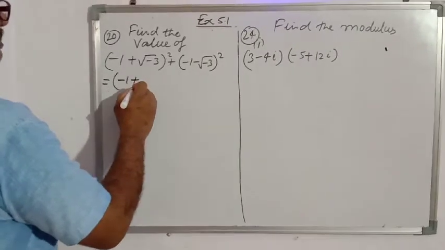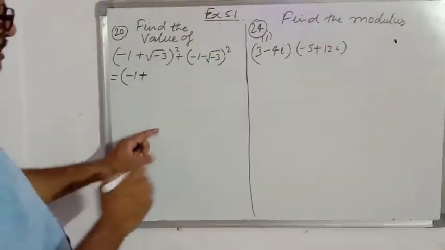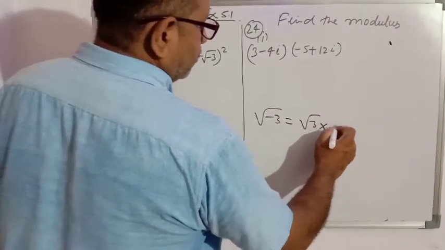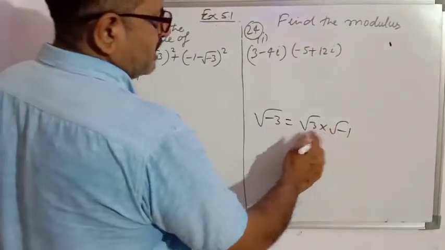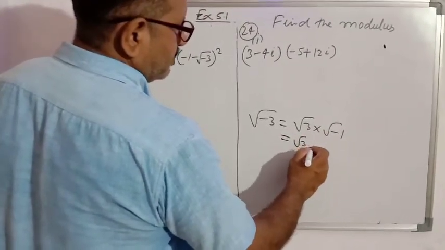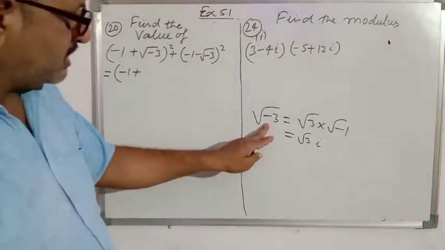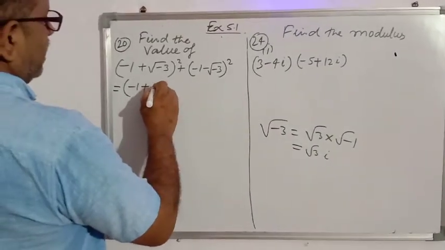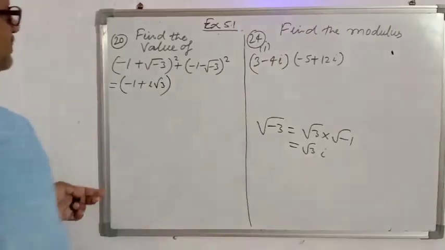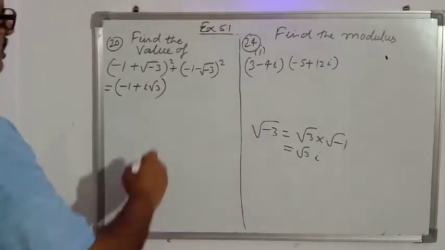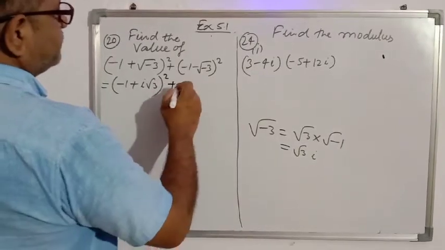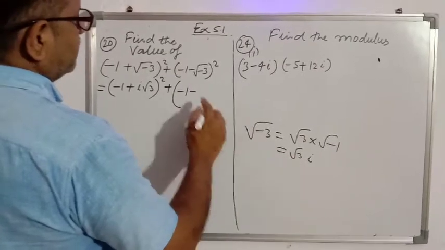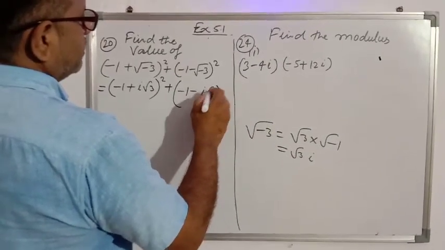Minus 1 plus root minus 3. Root minus 3 can be written as root 3 into root minus 1, and root minus 1 is i. So we can write root minus 3 as i root 3. So minus 1 plus i root 3 whole square, plus minus 1 minus again root minus 3, we can write minus 1 minus i root 3 whole square.